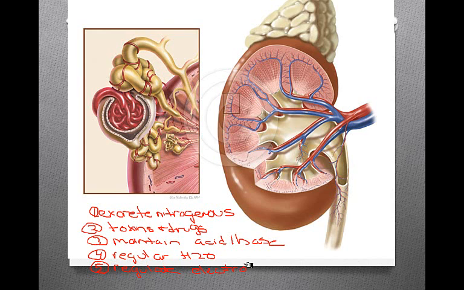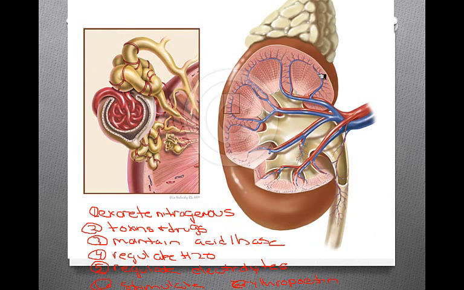And they stimulate erythropoietin production. And we're going to talk about all those in a minute. I can't spell. That's probably not how you spell erythropoietin. Did I forget anything? Nitrogenous, toxins and drugs, maintain acid-base, regulate H2O, they regulate electrolytes, and they stimulate erythropoietin. Okay, I think we're good.